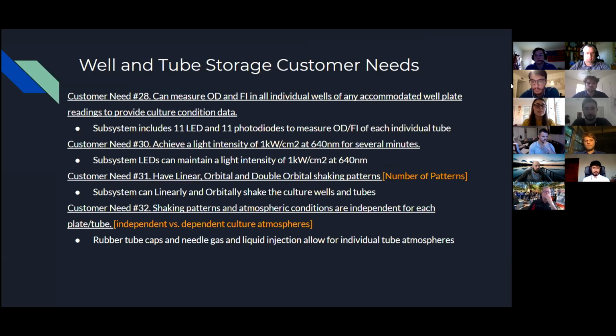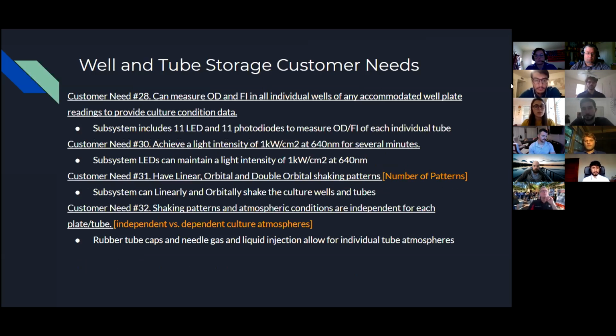Each tube has a 650 nanometer LED and photodiode to measure optical density and a 470 nanometer LED and photodiode to measure fluorescent intensity to accommodate customer need 28. Customer need 30 requested that the incubator achieve a light intensity of 1 kilowatt per centimeter squared at 640 nanometers, and this light intensity requirement is addressed with the LEDs used to measure the optical density.